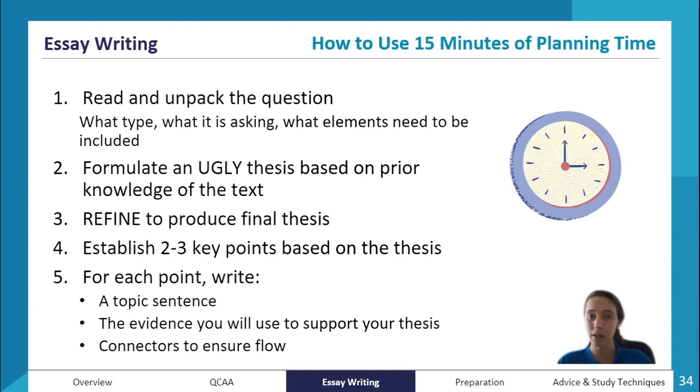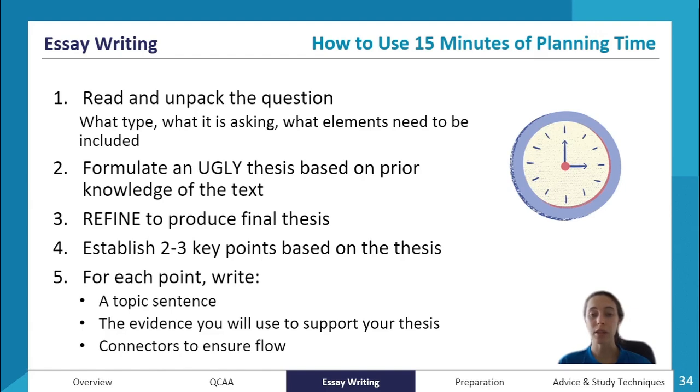You'll look at what type it is, indicated by those words like what, how, analyze, to what extent, and then what it's asking. Look at the particular words it provides in terms of characters, in terms of relationships between characters, themes, the intent of the author, the effect on the reader, any particular aesthetic features you're being asked to look at. And yes, what elements need to be included based on what the question is actually asking you to do.